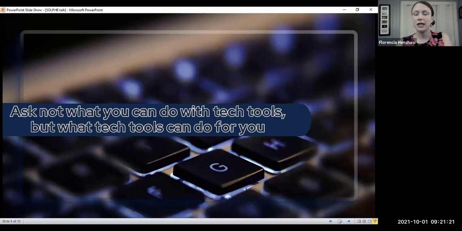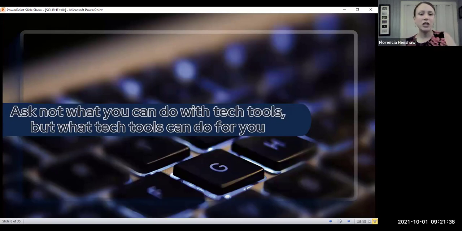So instead of saying this is a great tool, what can I do with it? You're going about it the wrong way. You have to think, what can this tool help me accomplish? I already have a plan. I already have a task. Now let's see if the tool helps me or not.